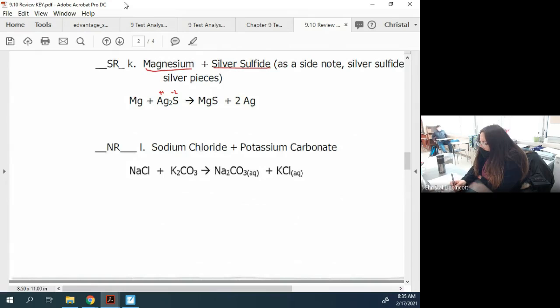I need to identify what team is trying to sub in. Magnesium is a metal. So I need to look at my activity series on my sheet here. Okay. And I'm going to see that magnesium is higher up than silver. Silver is way at the bottom. So that means that magnesium is a better player. It's more reactive than the silver. So magnesium is going to go into the game, and silver is going to have to sit on the bench by itself.